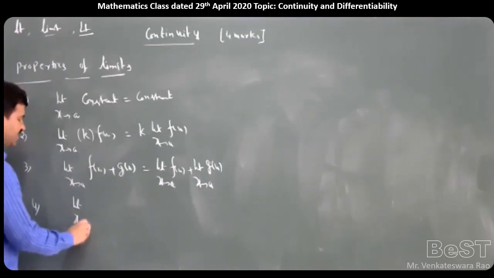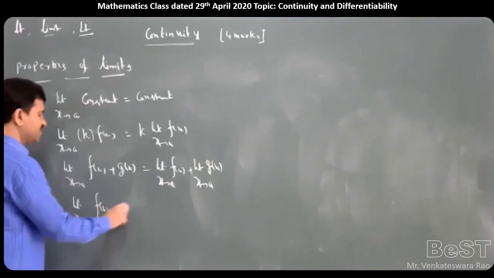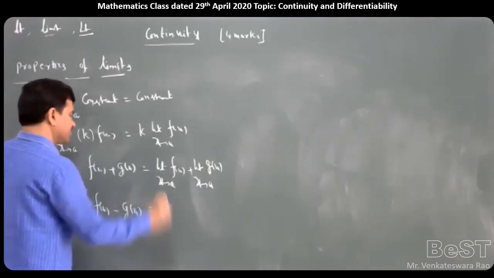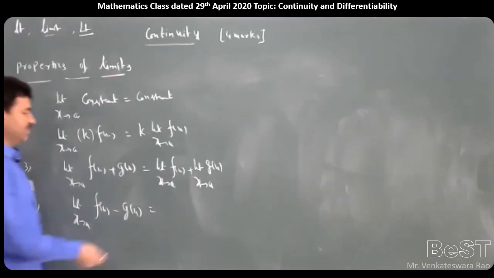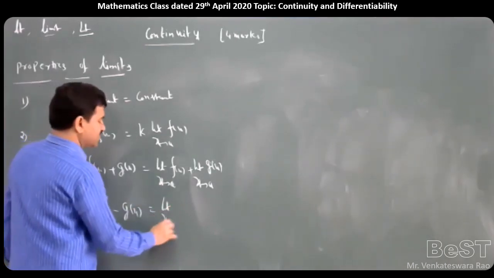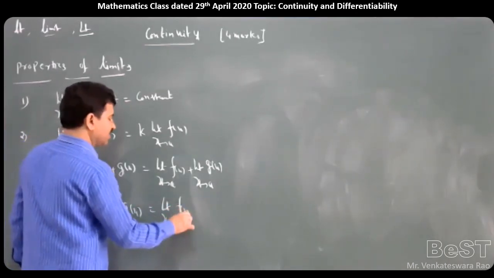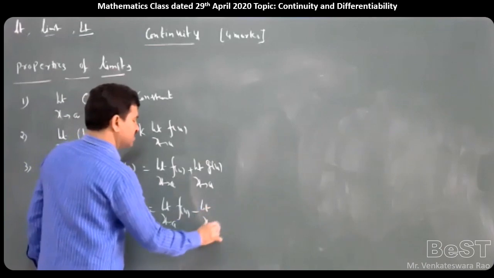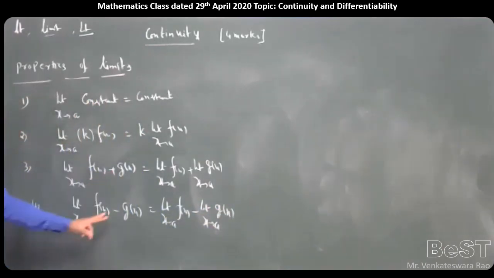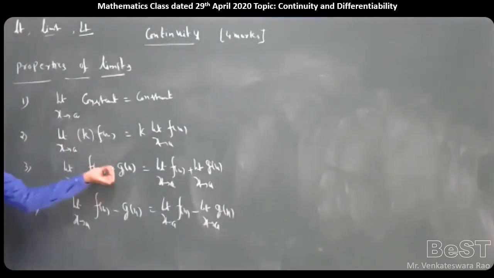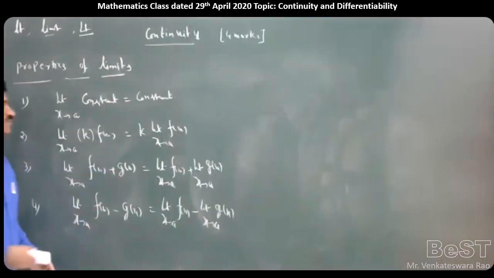Limit of x tends to a, f of x minus g of x, equals limit x tends to a f of x minus limit x tends to a g of x. In addition and subtraction, I wrote only two functions, but it holds for any number of functions. If addition is there, write the addition. If subtraction is there, write the subtraction.